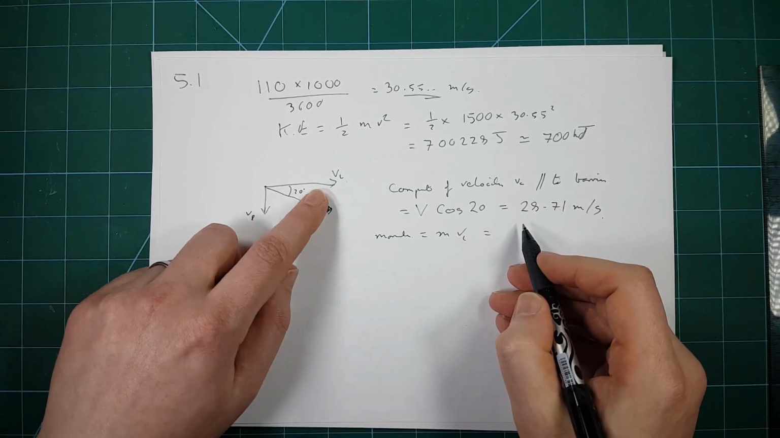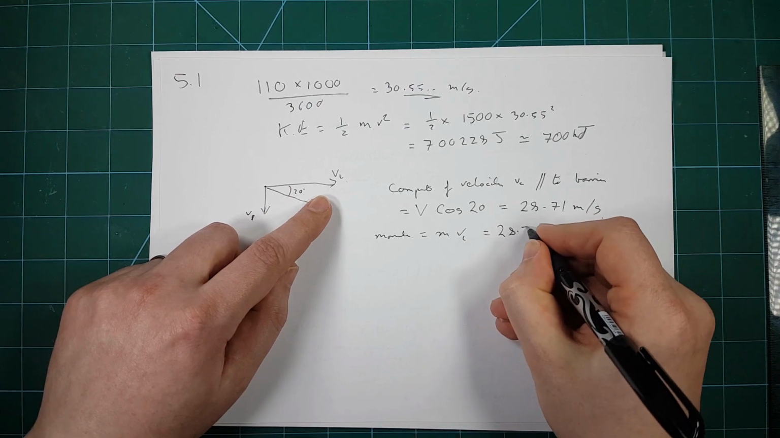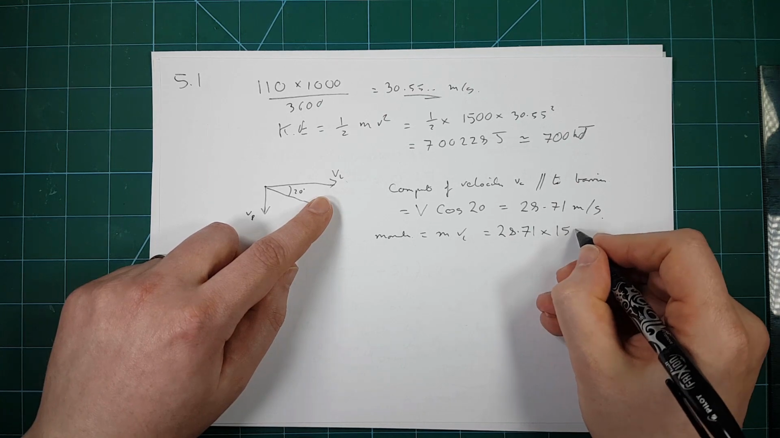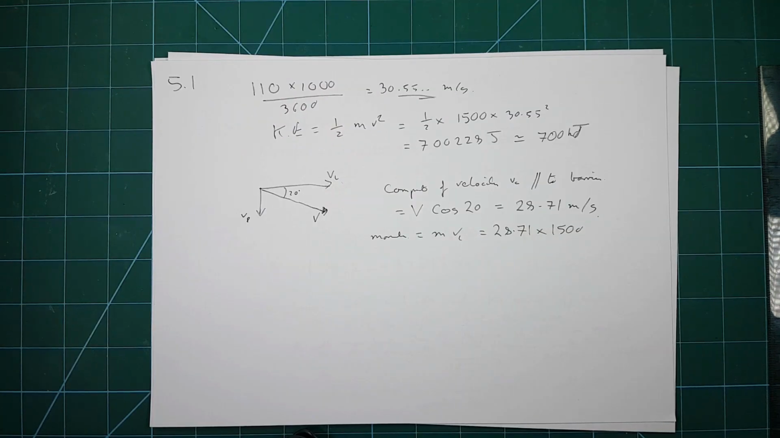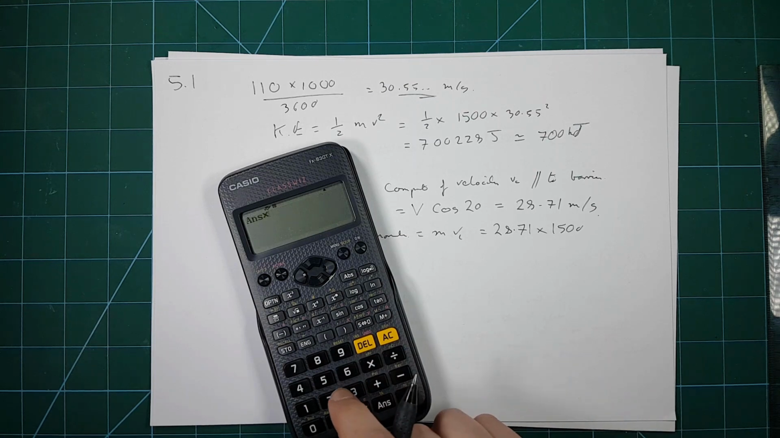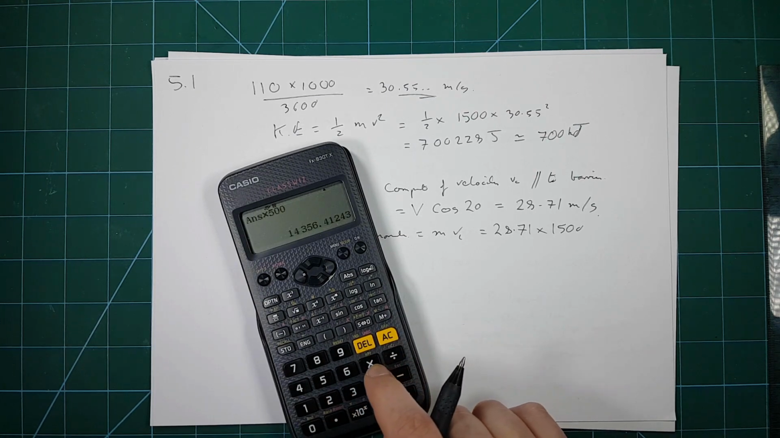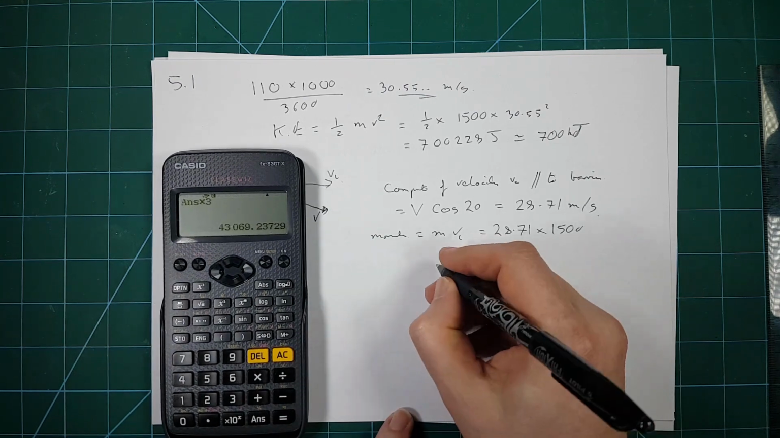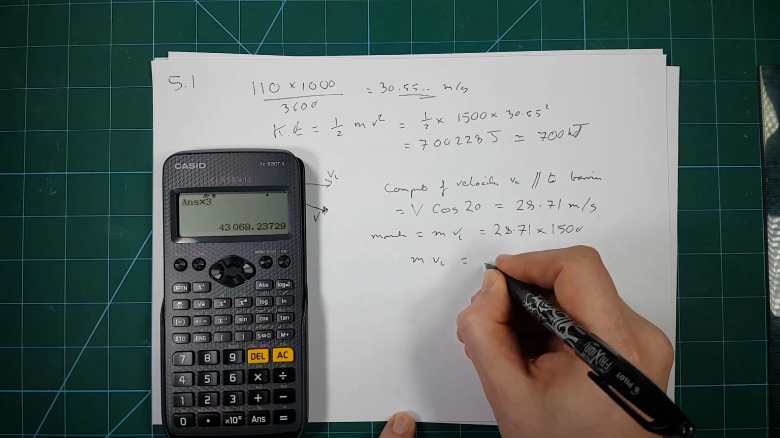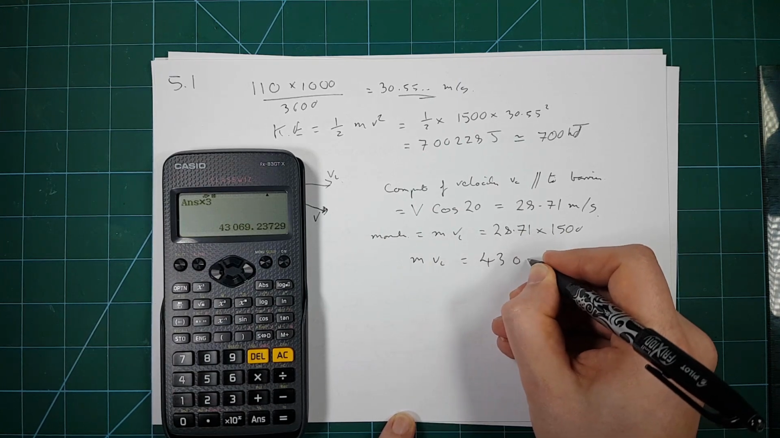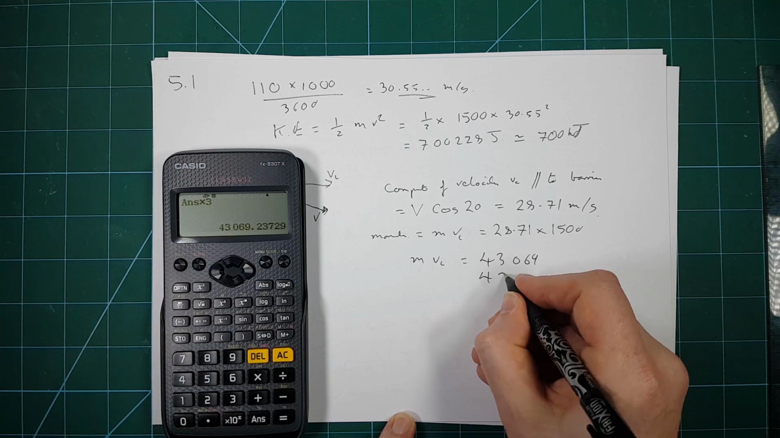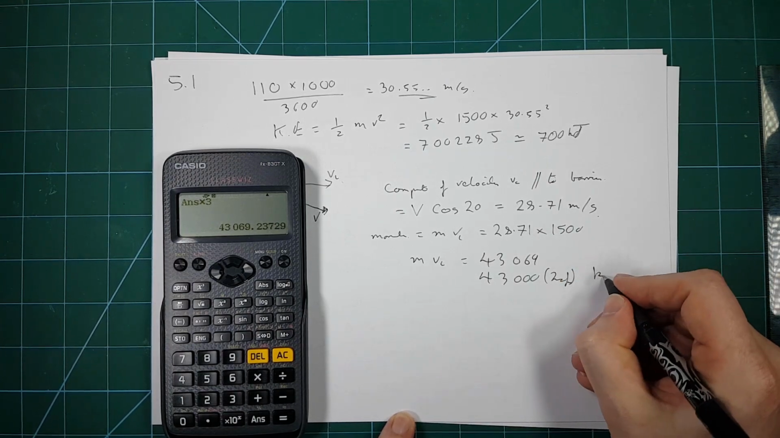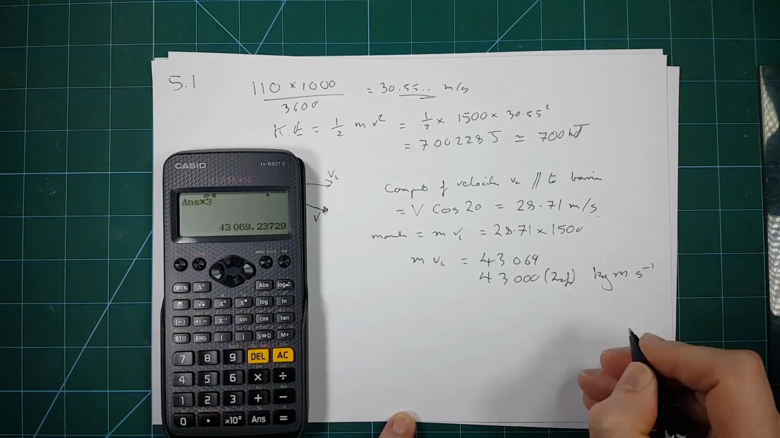And it's just this component of it, so that's going to be just that speed times by the velocity times by the mass, which was that, wasn't it? So we're just going to times this by 1,500, so we need to times it by 3 again. And so we get MVL is equal to 43,069. So that's 43,000 to 2SF, and the units are kilogram meters second minus 1.